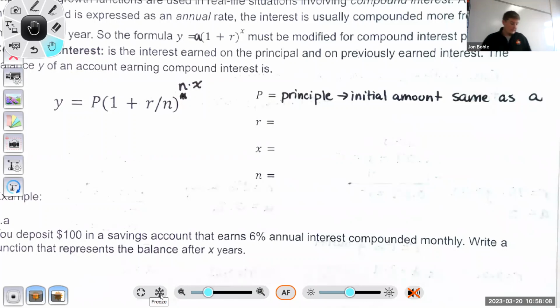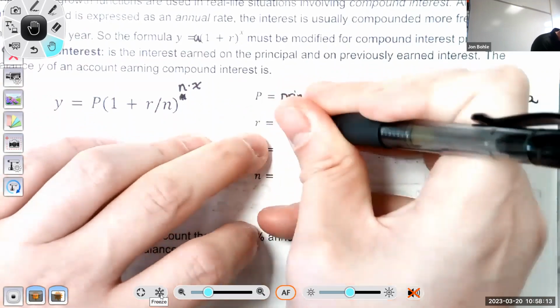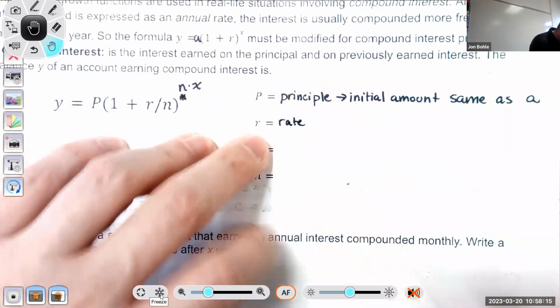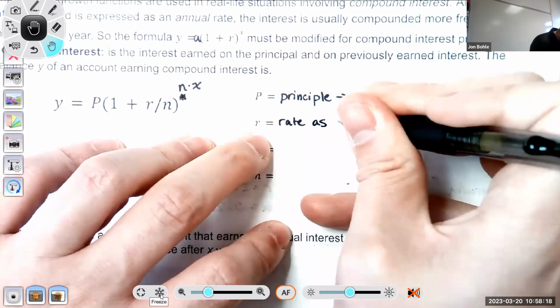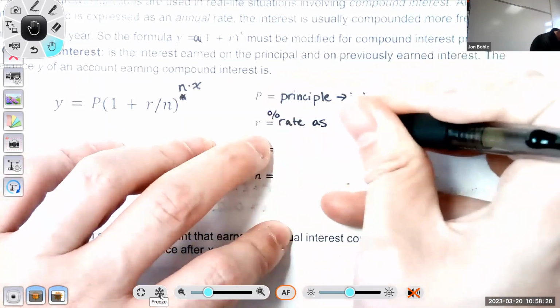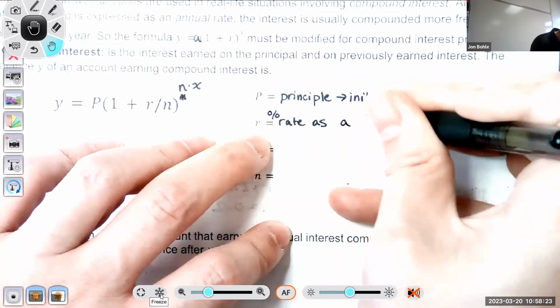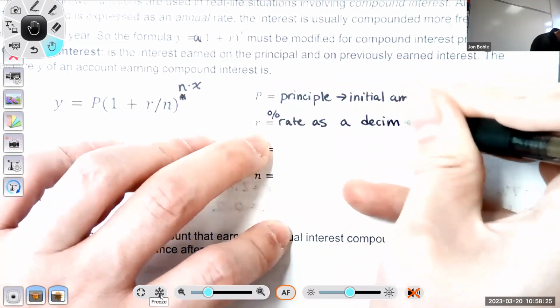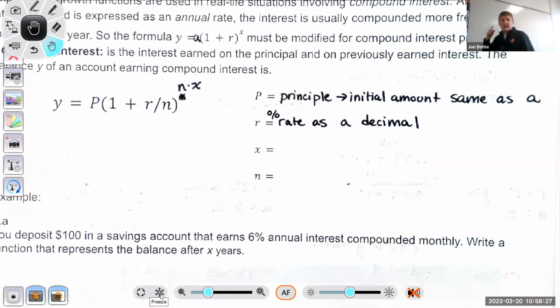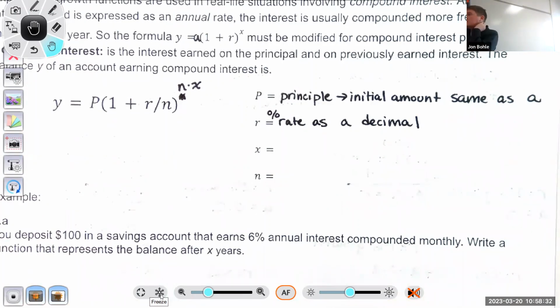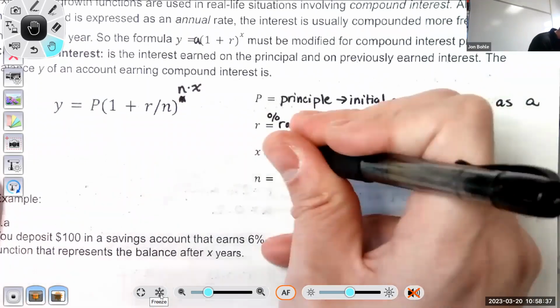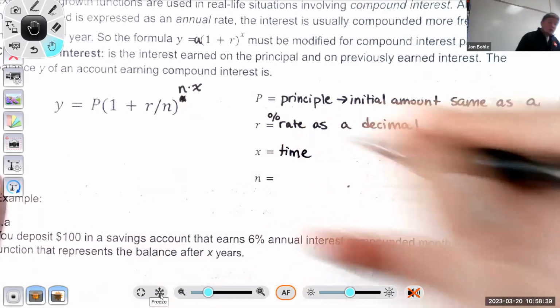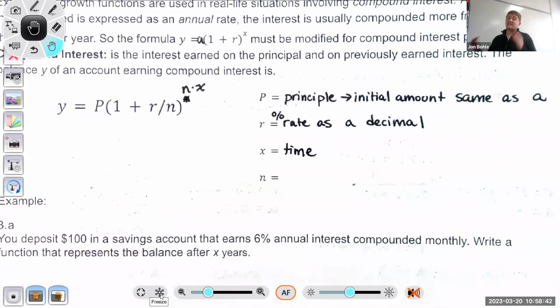Okay, R is the rate. I should write percent, right? But we write it as a decimal. That is the exact same thing as the previous page. Technically, this is the same formula. It's just you have to adjust it. Okay, X is time. Again, you are often going to see that X written as just a T.